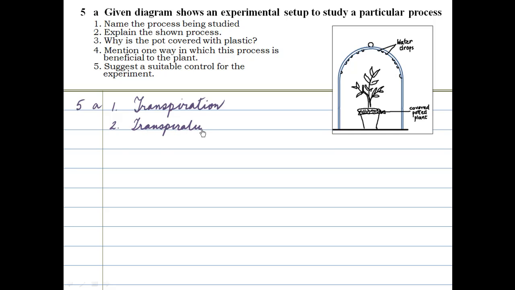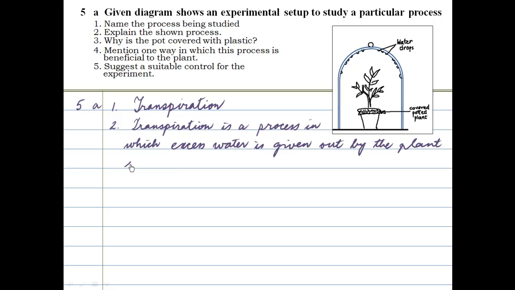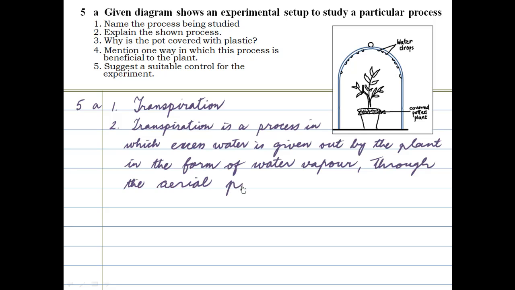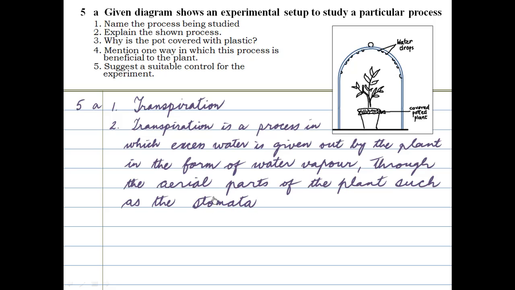So, you say transpiration is a process in which excess water is given out by the plant in the form of water vapor through the aerial parts of the plant, such as the stomata, the lenticels, and the cuticle. Okay, now that's a complete explanation.